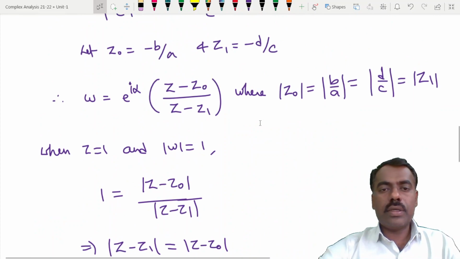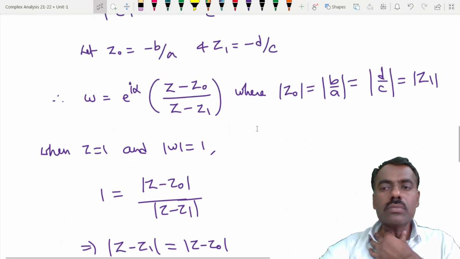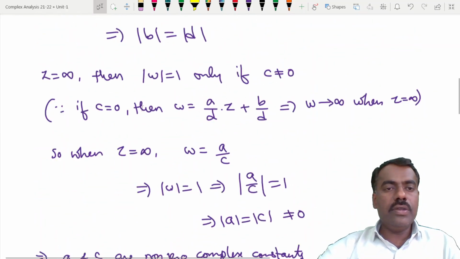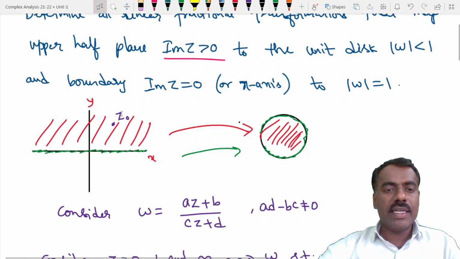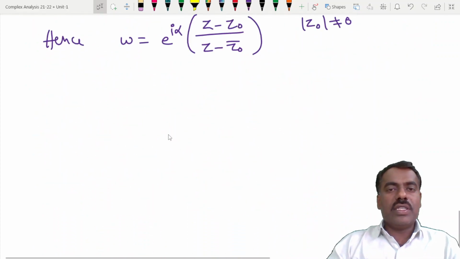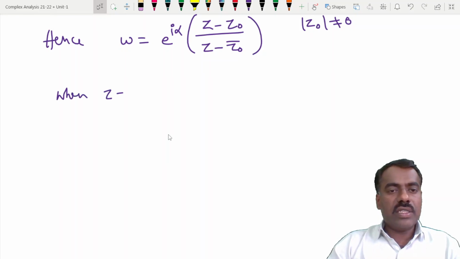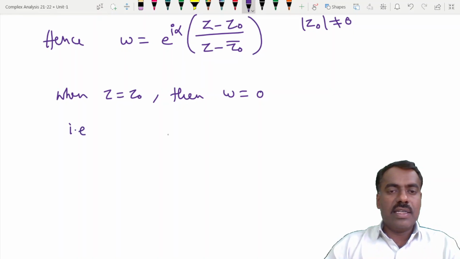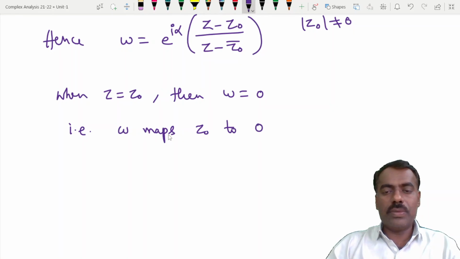Now, here we will use that. If we substitute z0 in this w, that means when z is equal to z0, then what is w? w will become 0, right? That means this w maps z0 to 0.